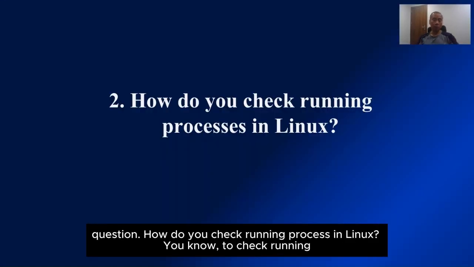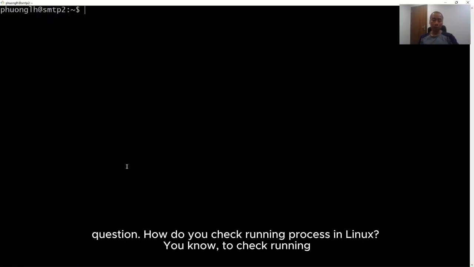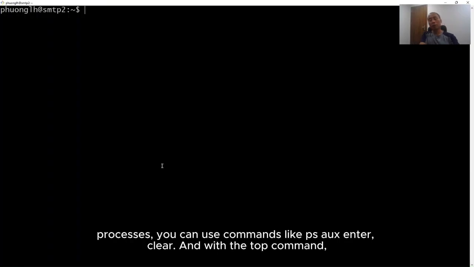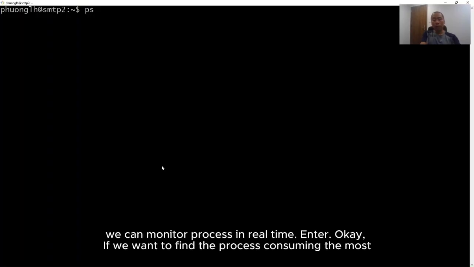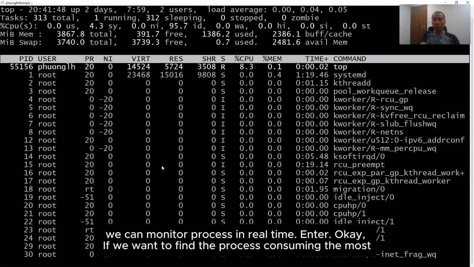Second question: how do you check running processes in Linux? To check running processes, you can use commands like ps aux, enter, clear, and with the top command, we can monitor processes in real time.